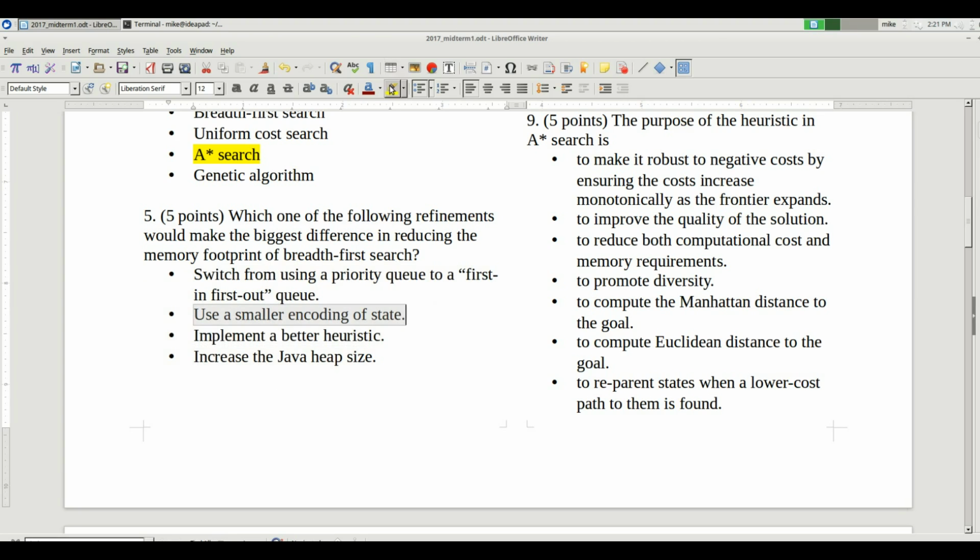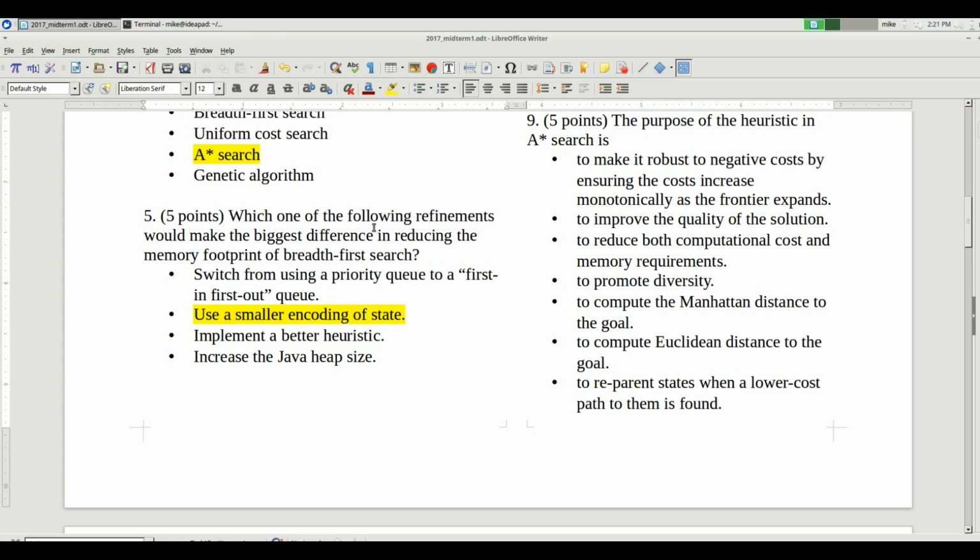The reason is because if you use a smaller encoding of state, it's that size multiplied by 100 billion, because that's how many states you have to search through, right? Why do you search through 100 billion states? Because breadth-first search is one of those systematic algorithms that searches everywhere.